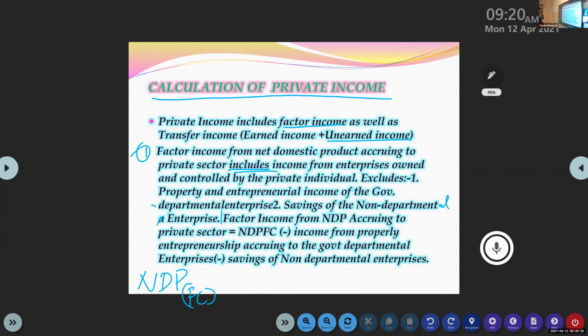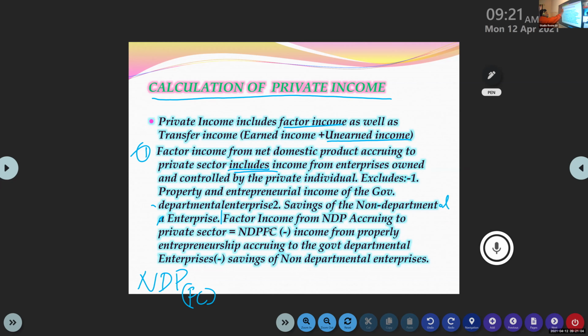income from property and entrepreneurship accruing to the government departmental enterprises, minus savings of non-departmental enterprises. Savings of non-departmental enterprises.